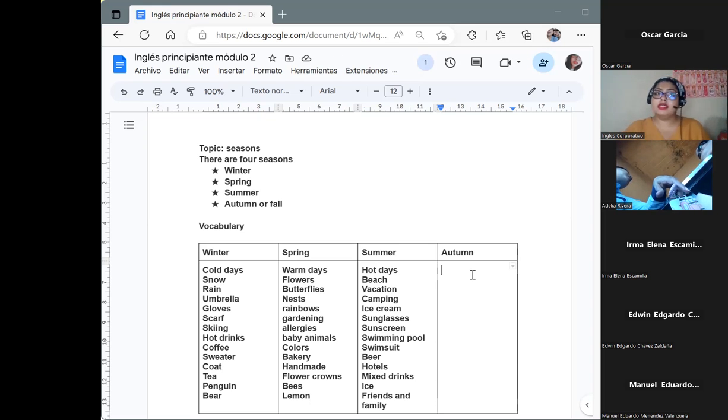Now, in autumn, para el otoño, it is like I was saying yesterday, it is not a very marked season here in El Salvador, but from October to November, we can see some things related to the autumn because we see the leaves becoming orange or brown, and they are falling from the trees. And the weather is kind of cold. It is not, no, it is not cold. It's different because it's chilly. En la parte del otoño acá no tenemos como muy, muy marcado.